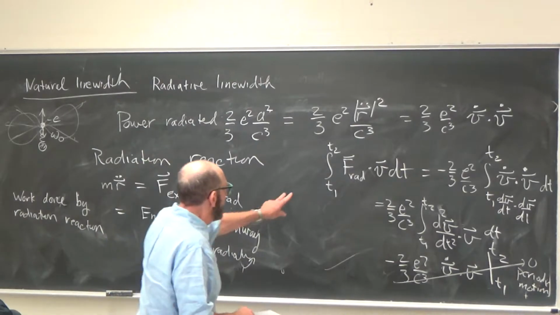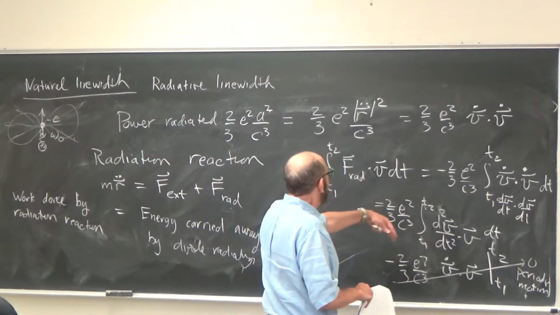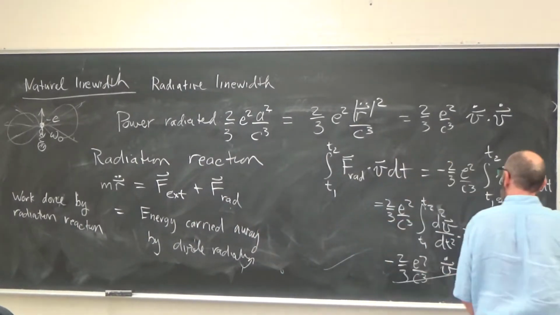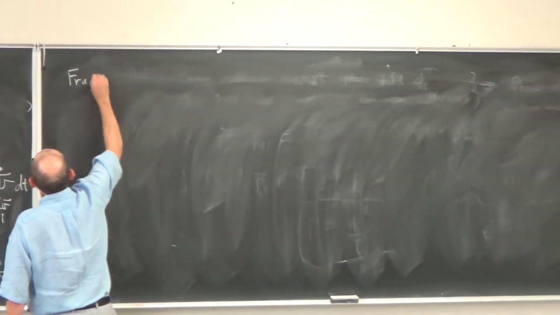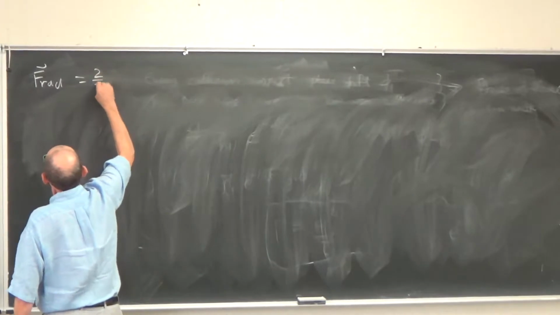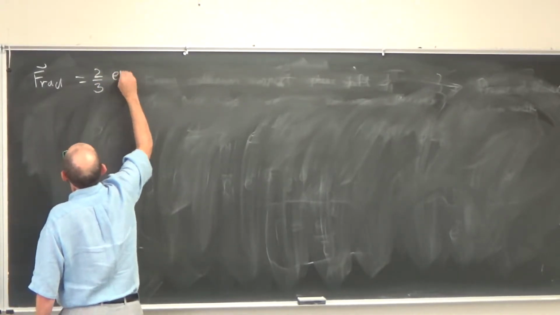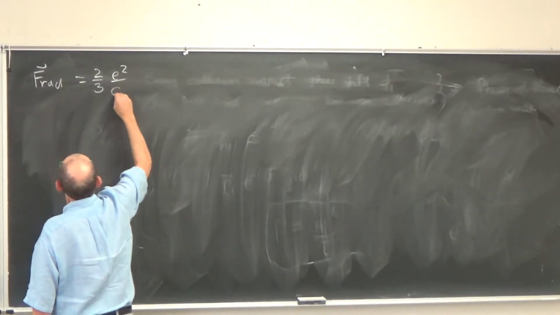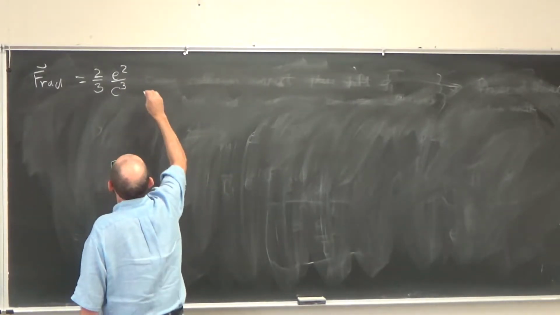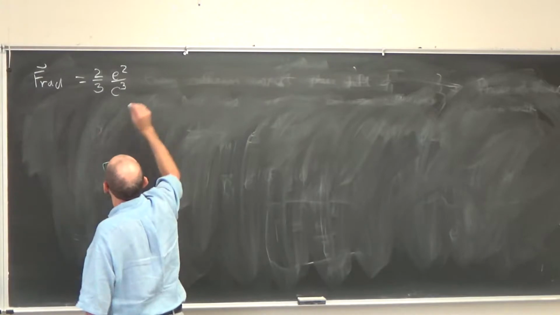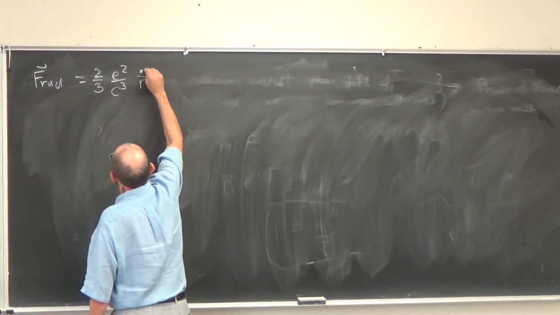Good. So if this is true for any v, then we have an expression here for the radiative force. It's 2/3 e squared over c cubed times the second derivative of the velocity, which is the third derivative of the position.